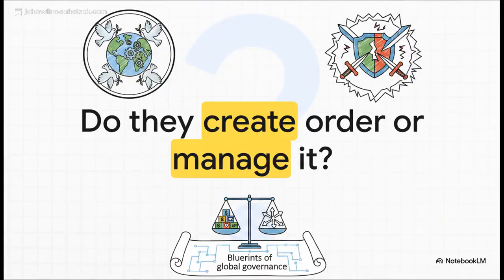But before we really break down those blueprints, I want you to hold on to one central question. It's really the core of everything we're going to talk about today. These institutions were built with a very specific goal, right? To stabilize economies, stop catastrophic conflicts, and coordinate cooperation. But we live in a world fundamentally driven by competing interests. So, do these frameworks actually create a harmonious order? Or are they just tools used to manage the endless, inevitable friction between nations?